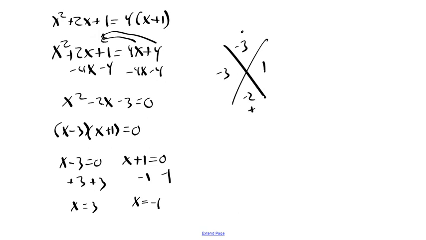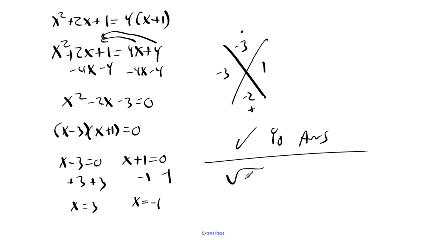And if that's not enough, we still have to check our answers, right? Because we can have an answer that's actually not part of our solution. So we have to check your answer. So let's write the original problem again. The original problem was the square root of 2x plus 3 is equal to 1 minus the square root of x plus 1. Okay, so let's check by first plugging in 3.